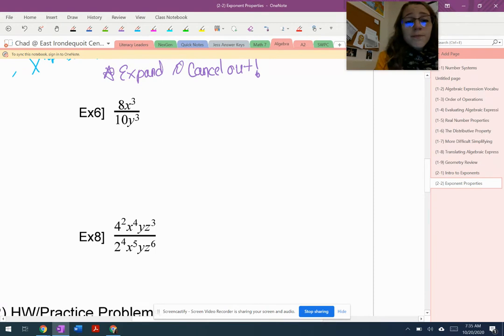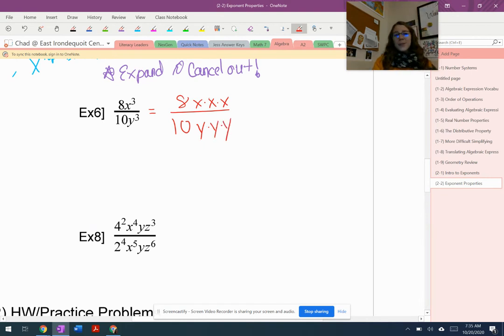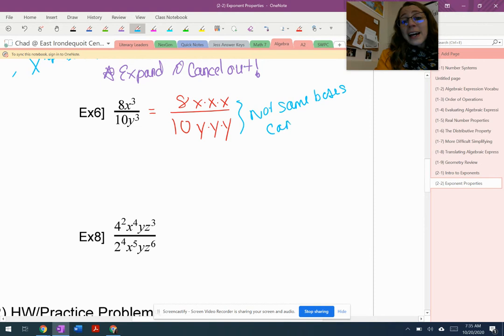All right, example 6. So this one, you might be jumping into expanding right away. I've got 8 on the top, 10 on the bottom, 1, 2, boom. But some of you might be realizing that I can't do any canceling here because the x and y's are not the same. Not the same bases there. So they cannot cancel.